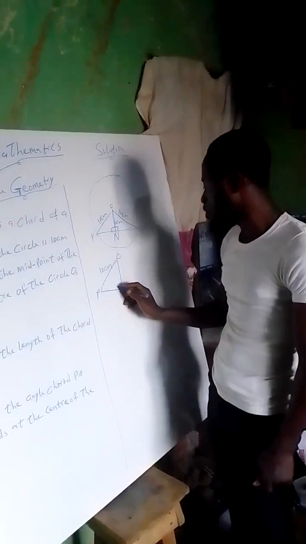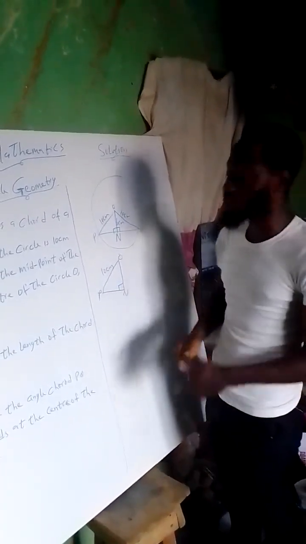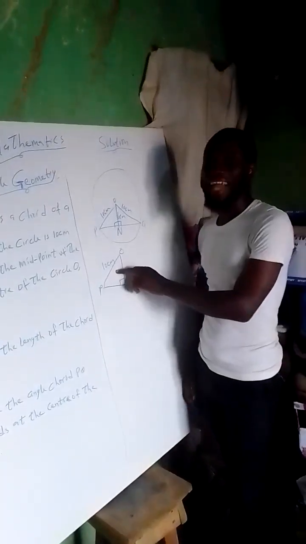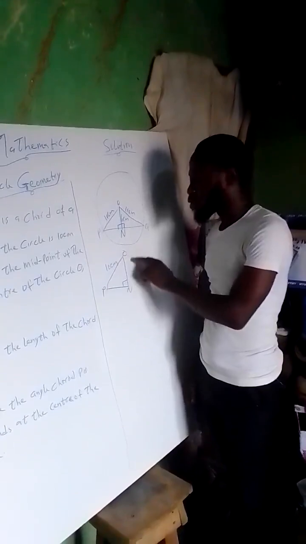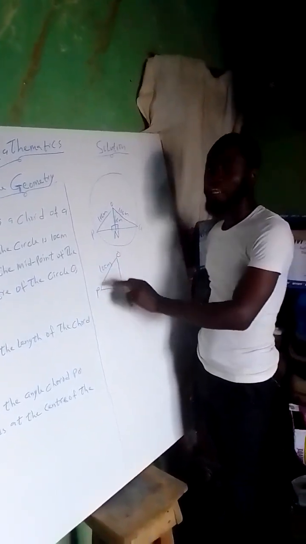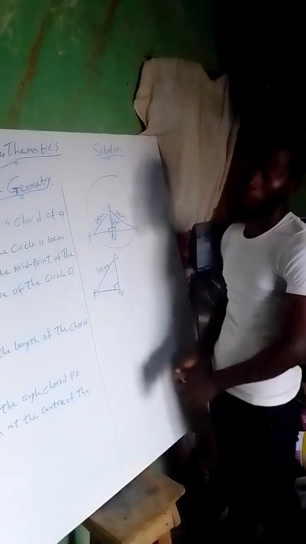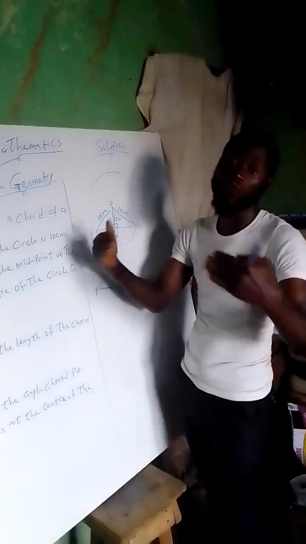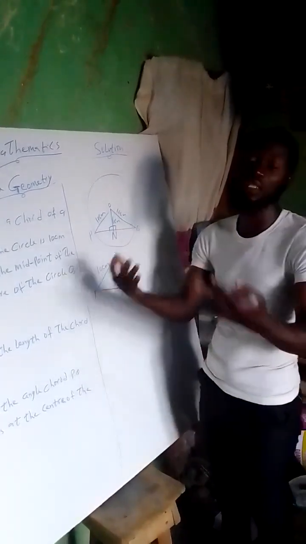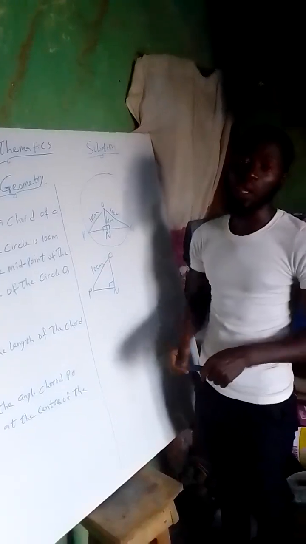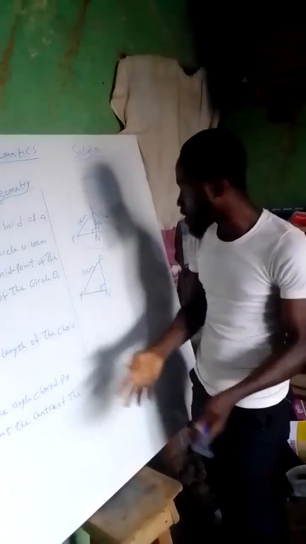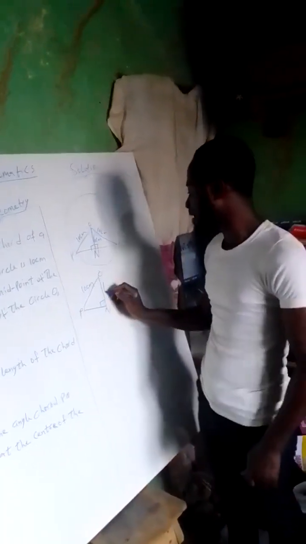So meaning that this is 90 degrees. What are we dealing with? We are dealing with a right angle triangle PNO or ONP. And when we are dealing with a right angle triangle, if 2 sides are given and we are looking for the third one, it shows we are going to make use of what is known as the Pythagoras theorem.